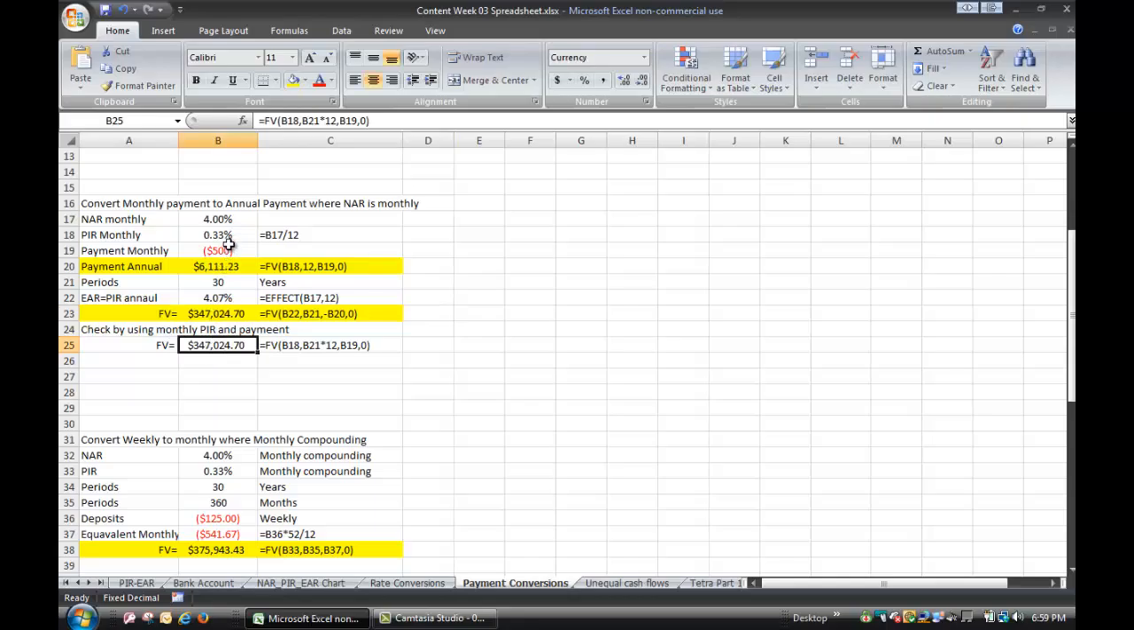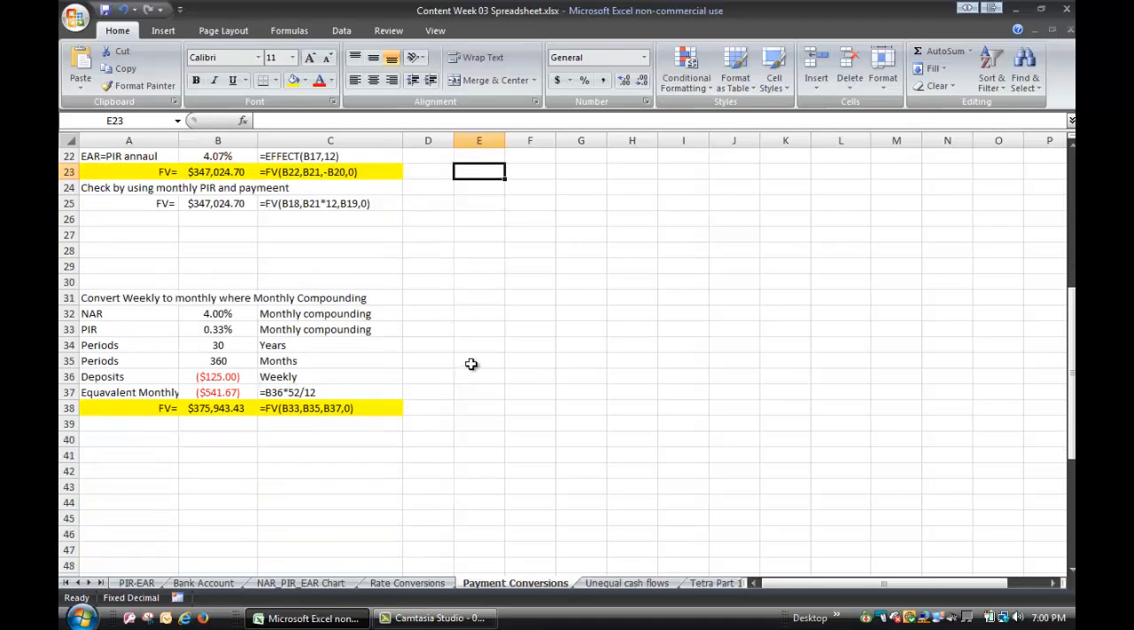Now as a check, we could do this monthly. Since we started off with a monthly payment, we know a PIR monthly is 0.33%, that's in B18. The months is B21, 30 times 12. The payment B19 is $500. You put that together and you get the very same number, $347,024.70. We've done it either way. Sometimes you want to do it two ways as a check.